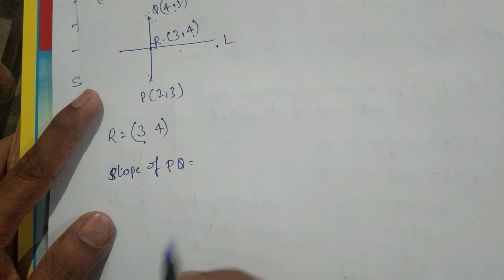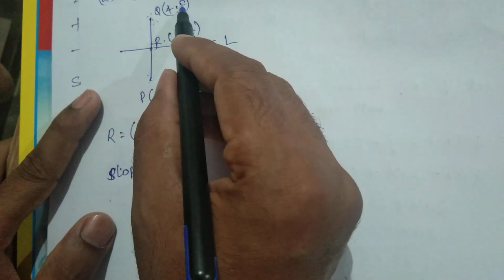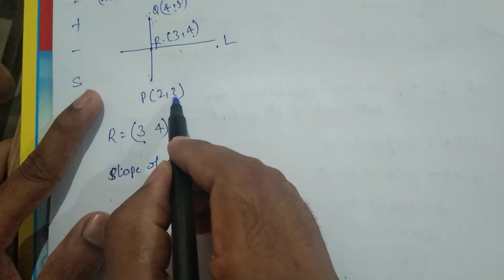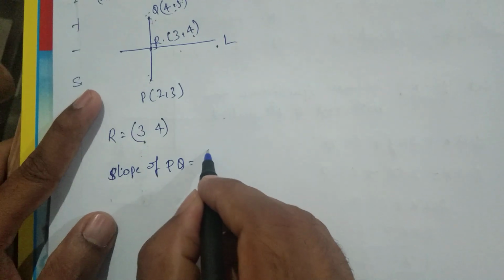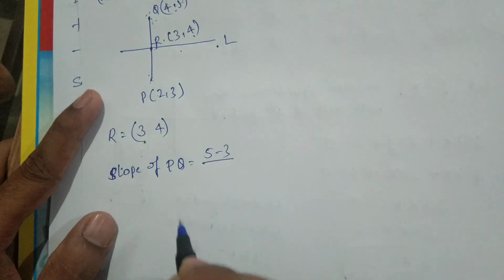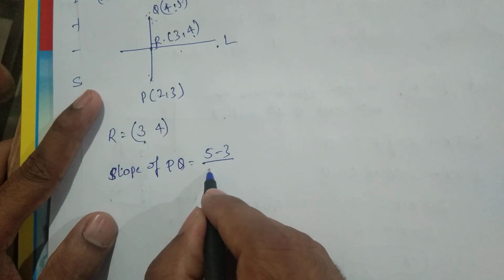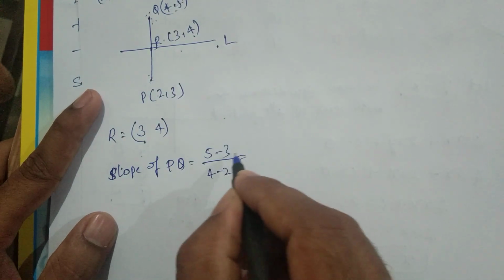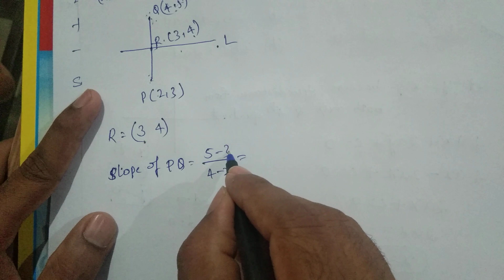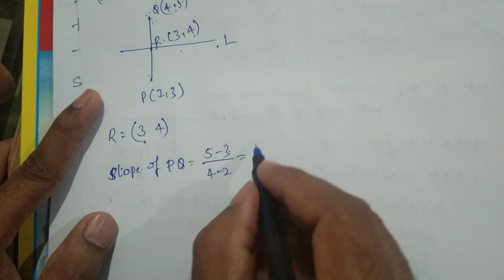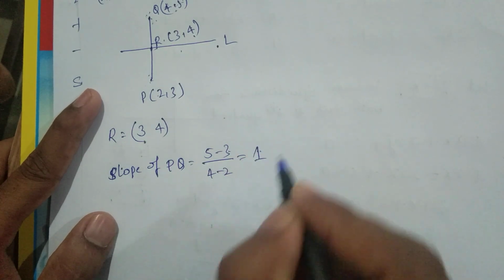What is the slope? (y2 minus y1) divided by (x2 minus x1): (5 minus 3) divided by (4 minus 2), that is 2 by 2, which is 1. Okay.